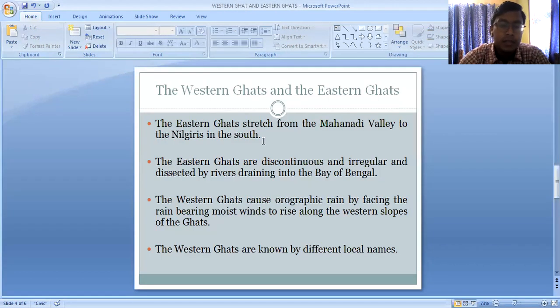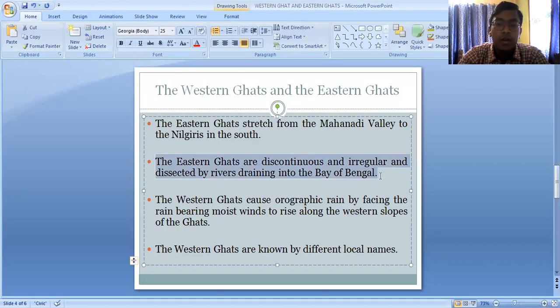The Eastern Ghats are discontinuous and irregular and dissected by rivers draining into the Bay of Bengal. So basically the Eastern Ghats are a discontinuous and irregular chain of hill ranges, which is dissected by the rivers which drain into the Bay of Bengal. This Eastern Ghats is mainly dissected by rivers like the Godavari, Krishna and others.